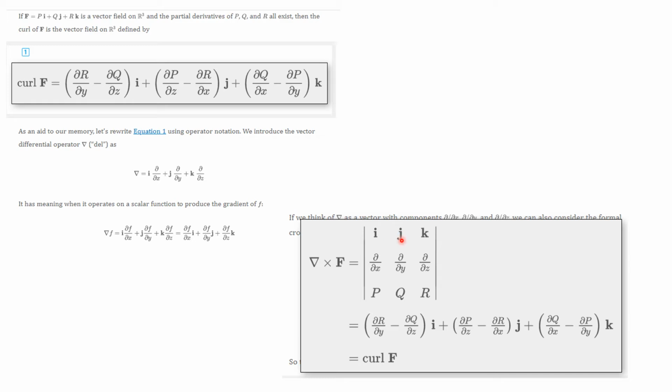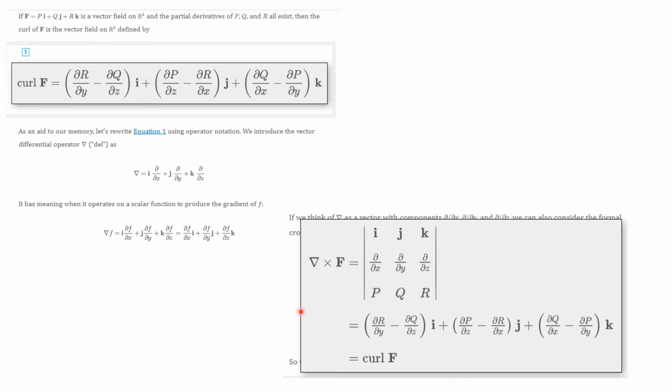Then I go minus, because it's in the j direction, cross out that row and that column. But here, because of the double negative signs, I get minus the partial of R with respect to x and plus the partial of P with respect to z. So when you do the minus signs, you get this. And then last but not least, here we don't have to worry about these signs, so this is the partial of Q with respect to x minus the partial of P with respect to y, times k.